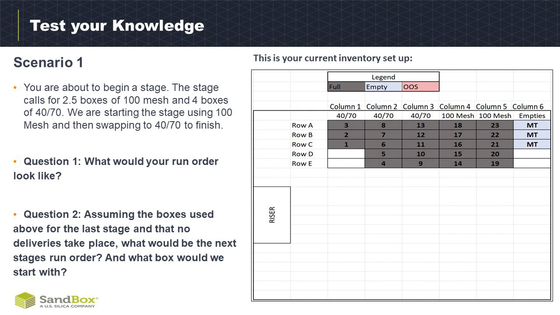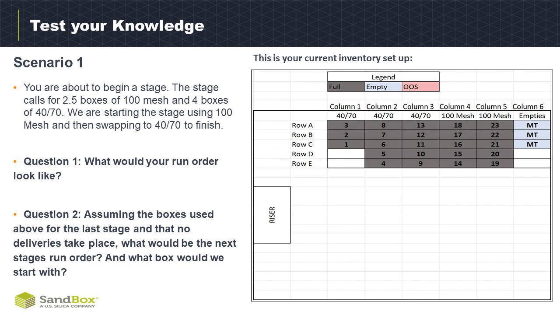You are about to begin a stage. The stage calls for 2.5 boxes of 100 mesh and 4 boxes of 40/70. We are starting the stage using 100 mesh and then swapping to 40/70 to finish. Question 1 is, what would your run order look like?